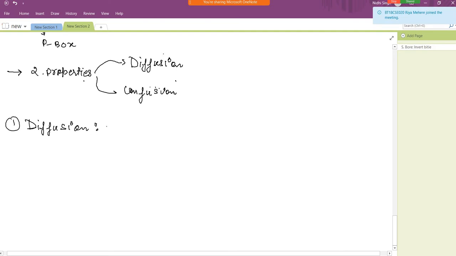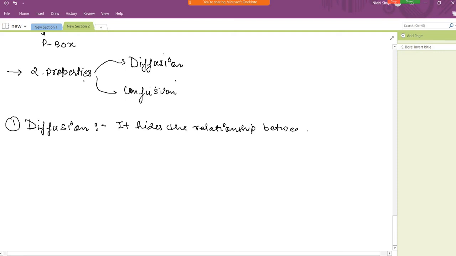So the diffusion property says that diffusion has to hide the relationship between the ciphertext and the plaintext. Means there should be no dependency visible between the ciphertext and the plaintext. So it hides the relationship. And why does this happen? So that my hacker cannot break the ciphertext. So it hides the relationship between ciphertext and plaintext.